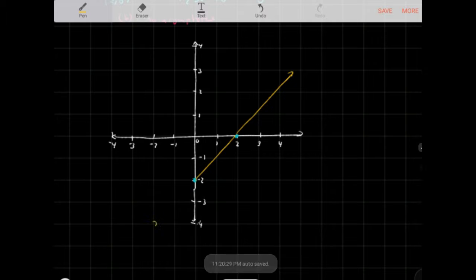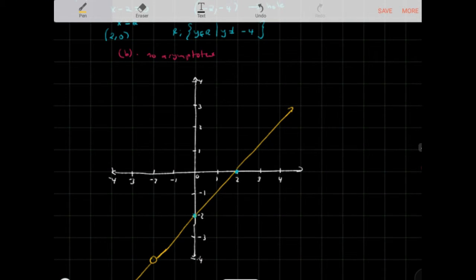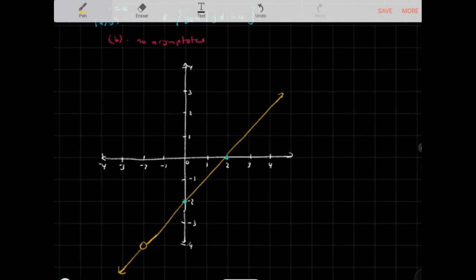So this is actually a missing point. Do you see that? So that's how we can represent a hole. We just do this open circle here. I think I overly exaggerated it, but we have this missing circle here, and that represents a hole. But beyond that, it will basically look like a linear function, and that's what our graph will look like.